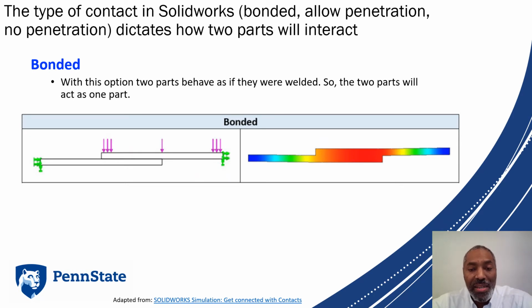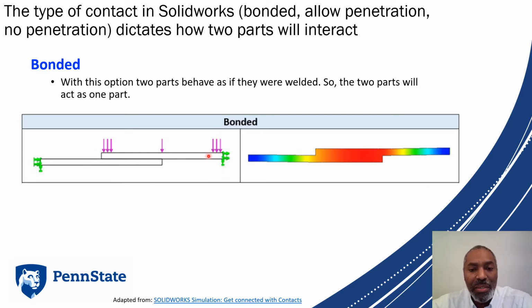So the type of contact in SOLIDWORKS dictates how two parts will interact. And SOLIDWORKS gives you three options here: bonded, allow penetration, or no penetration. So for an example of bonded, what we're seeing on the left is a system of two bars. These are 3D solid generated bodies. They're fixed and fixed, so built in on each side.